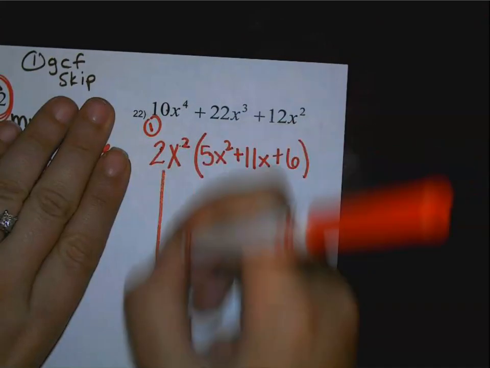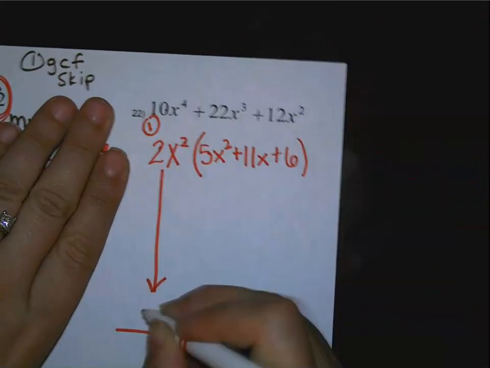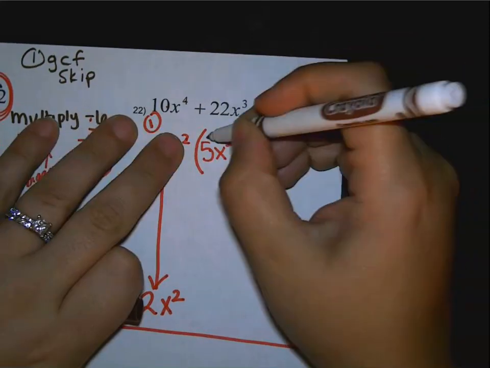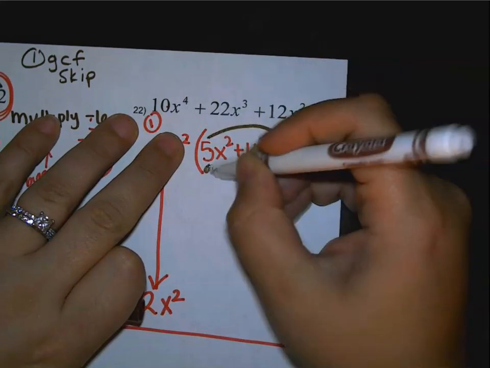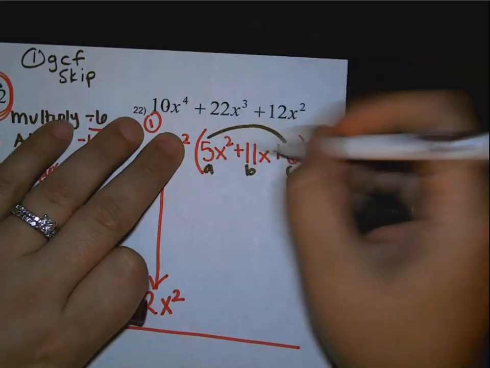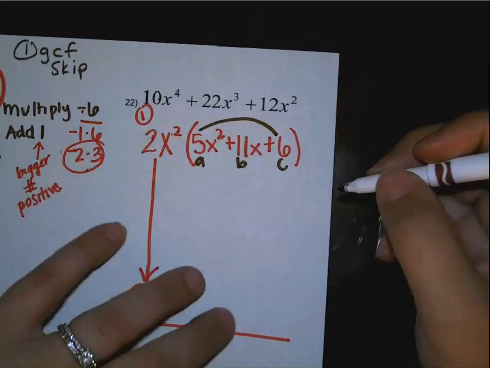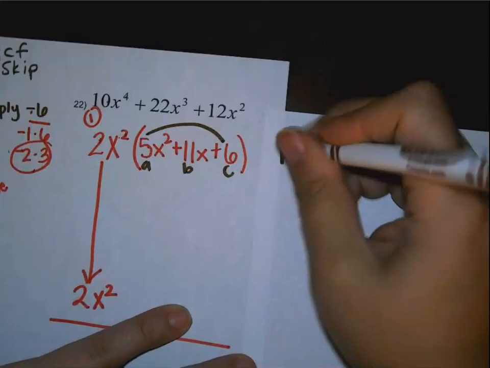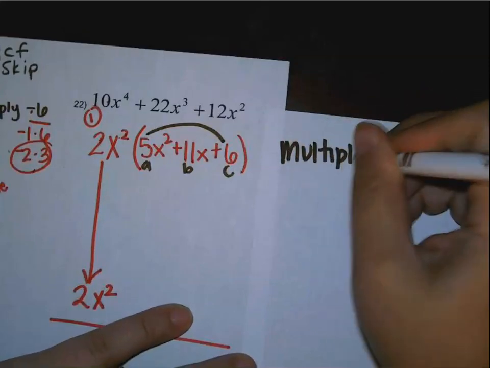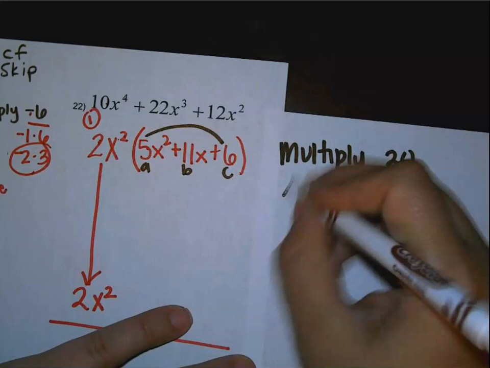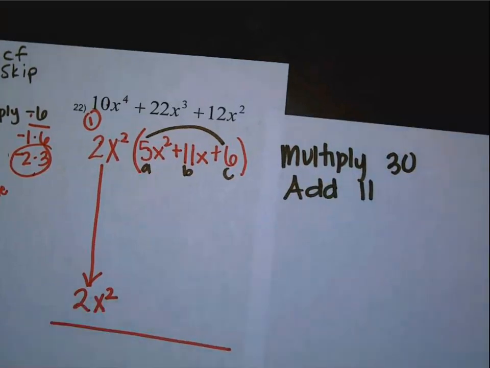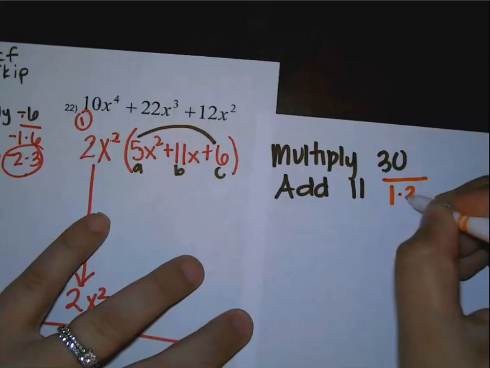Now this 2x squared is not going anywhere. If this is my final answer, I can't forget about it. I need it or my answer won't be right. So then I'm going to multiply a and c. So remember, this is a, b, and c. So I'm going to multiply a and c. And I have to find what's going to multiply to 30, but it has to add to 11. So feel free to pause the video to figure out what numbers would work.